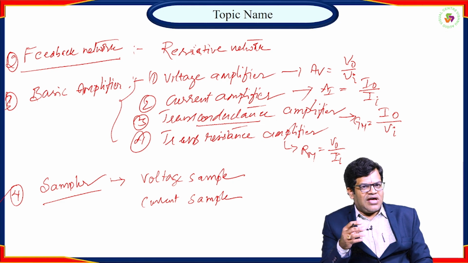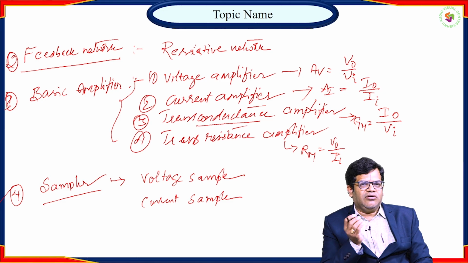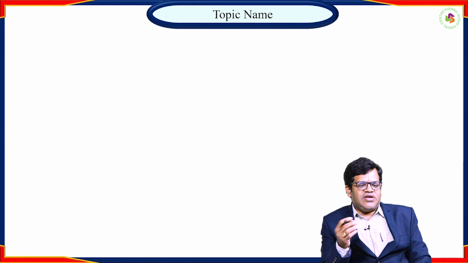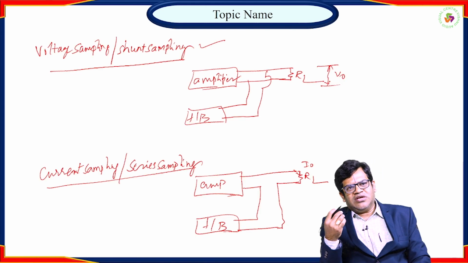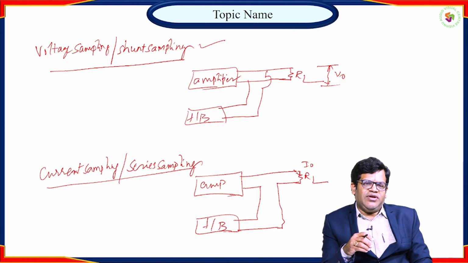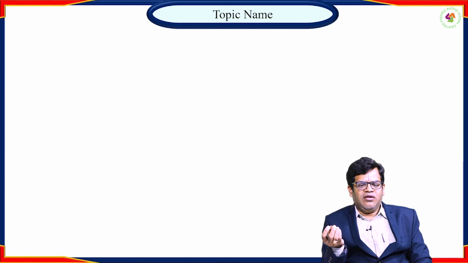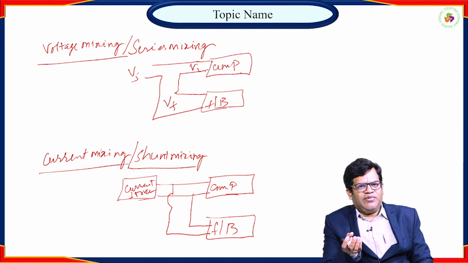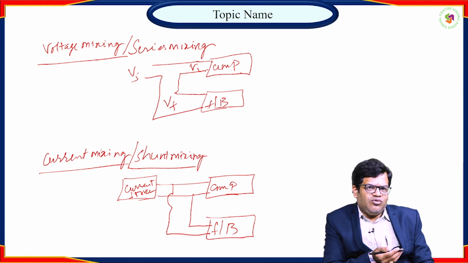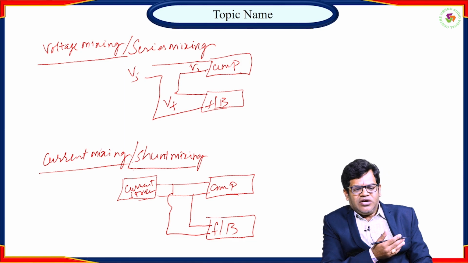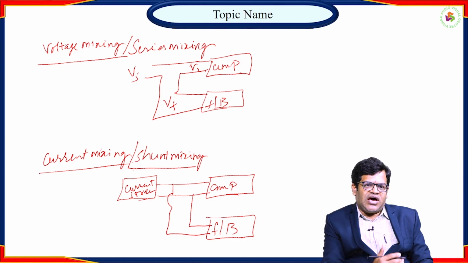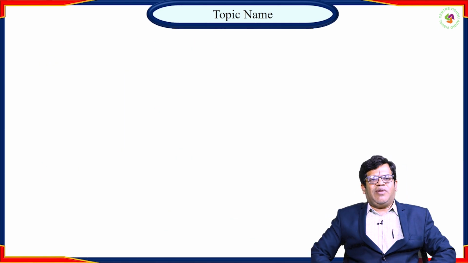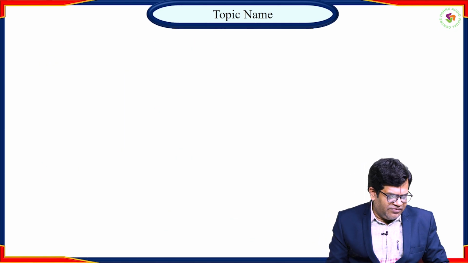Then we have the sampling network, where the output is sampled to be provided to the feedback network. It is done through the sampling circuit, where you have the voltage sampling, also called shunt sampling, or the current sampling, also called series sampling. And finally, at the input, when this sampled output has to be mixed through the feedback network, we do it in two different ways. One is the voltage mixing, also called series mixing. And then we have the current mixing, also called shunt mixing. So this is how the generalization of the feedback amplifier circuit is defined.